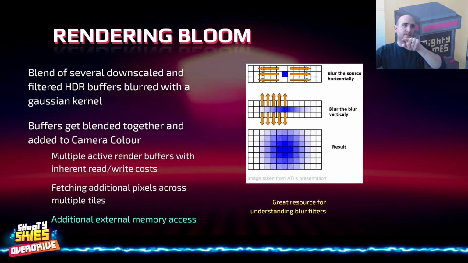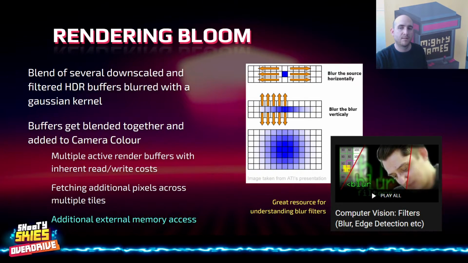And if any of those pixels happen to be on another tile, then we have to read another tile again from external memory to be able to access that single pixel and read that out, and then determine what our weighted blur should be. So that can be a bit tricky to manage. I found that this YouTube channel, Computer File, and this guy in particular talking about blur filters was really helpful in understanding exactly how blur is working under the hood.